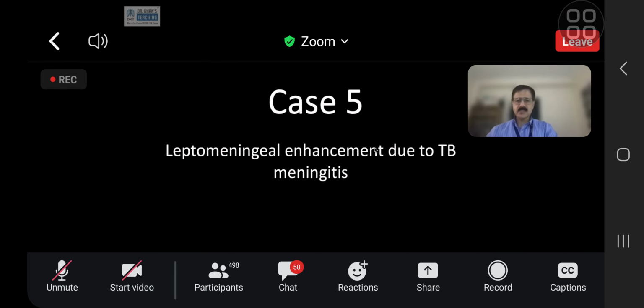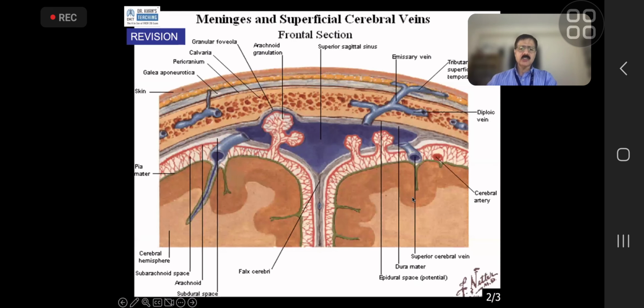So this was a case of leptomeningeal enhancement due to TB. It was TB meningitis. I'll come back to this. Now, just a recap of the meninges. These are two layers of dura. One of them is attached to the periosteum, and the second one is a deeper layer. They actually enclose the dural venous sinuses.